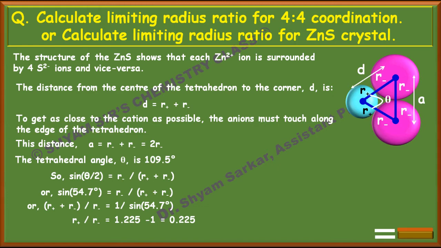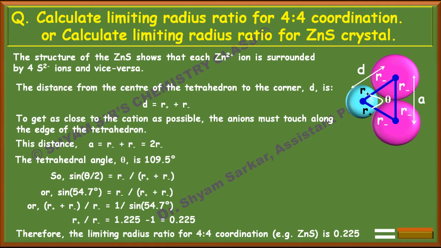So 0.225 is the limiting radius ratio for 4:4 coordination number, that is for ZnS type crystal structure. And if you correlate with the table I have just shown at the start of this video, that is also 0.225. So this is proof that 0.225 is the limiting radius ratio for 4:4 coordination number and ZnS type crystal structure, that is for tetrahedral.